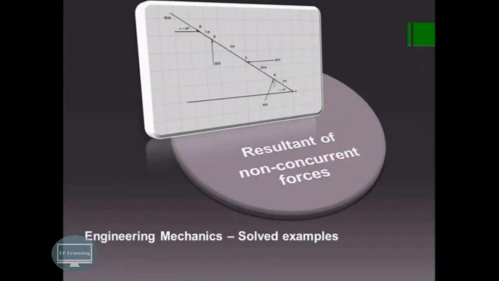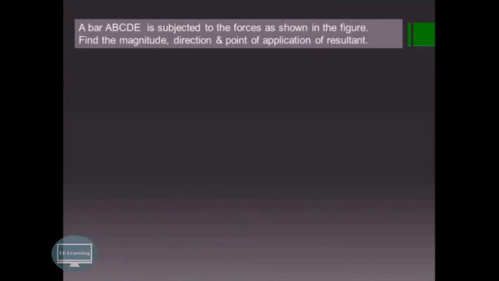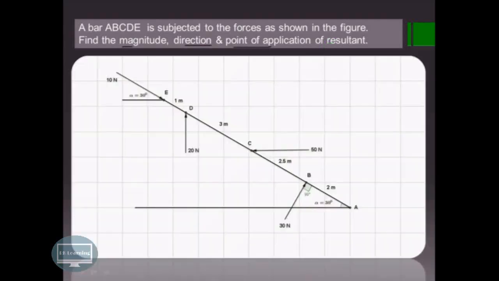Now let us try to understand how to find out the resultant of a non-concurrent force system. A bar ABCDE is subjected to the forces as shown in the figure, and we have to find out the magnitude and direction as well as the point of application of the resultant. Now this point of application part is very important.